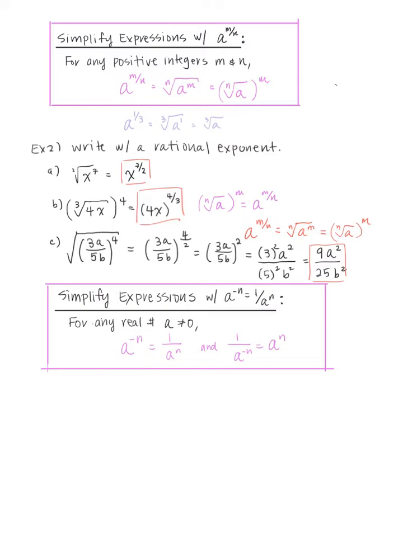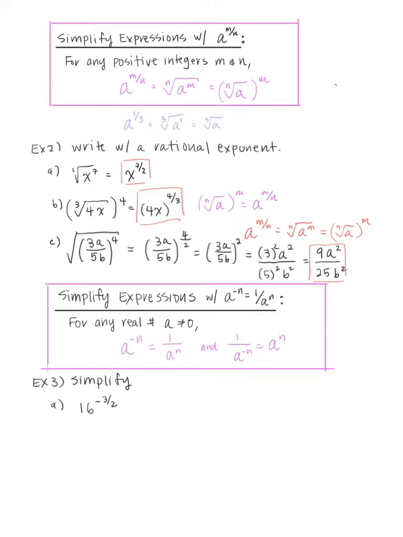Now let's look at the next property. Simplify expressions with a to the negative n, and also 1 over a to the negative n. It says that for any real number a, which of course cannot be 0, a to the negative n equals 1 over a to the n. Also, 1 over a to the negative n equals a to the n.